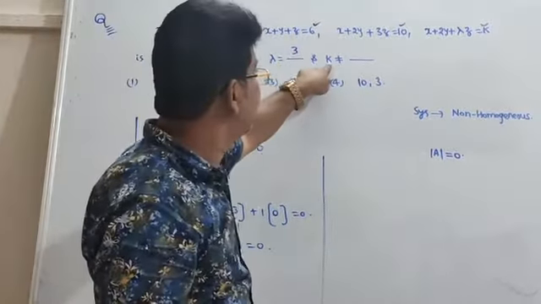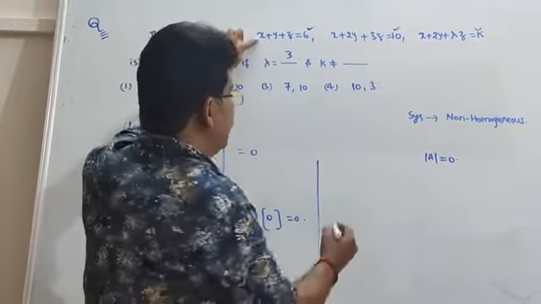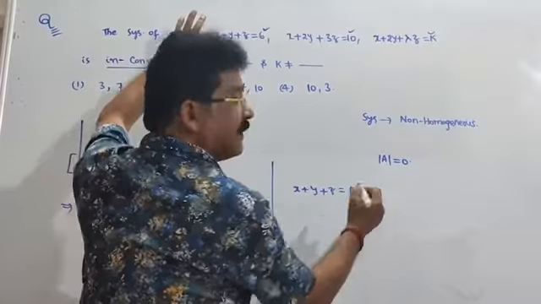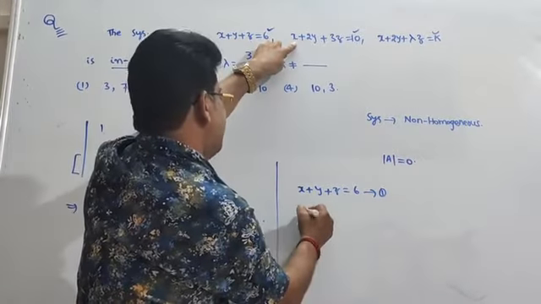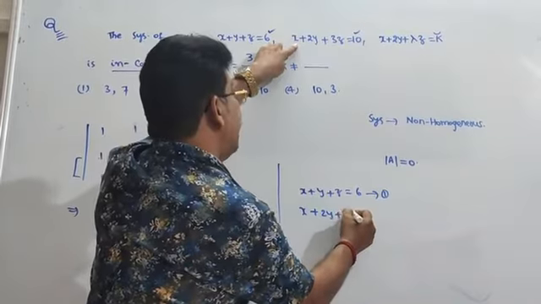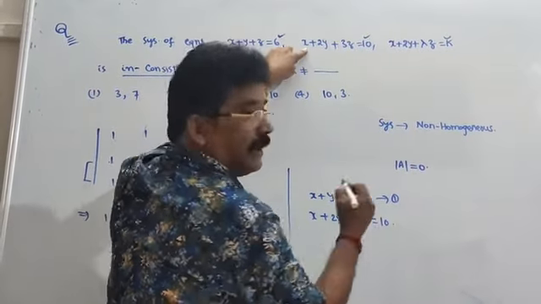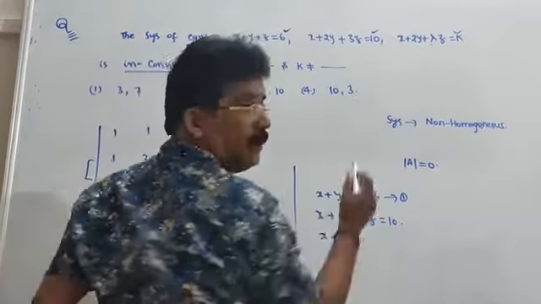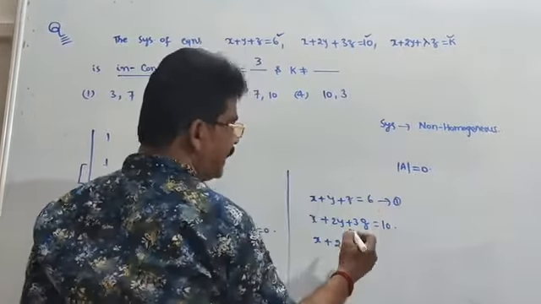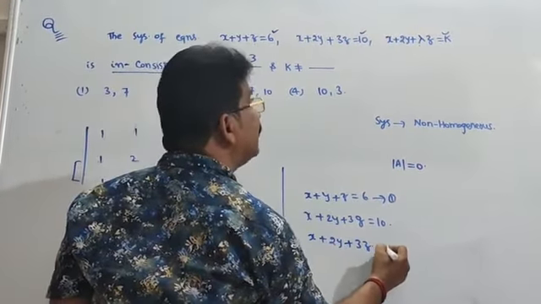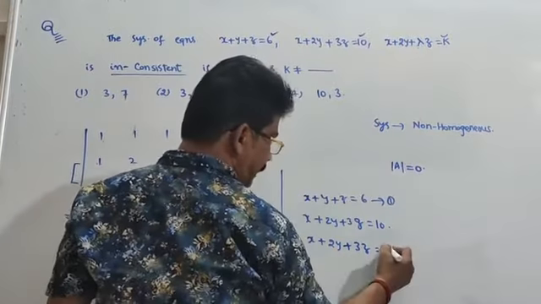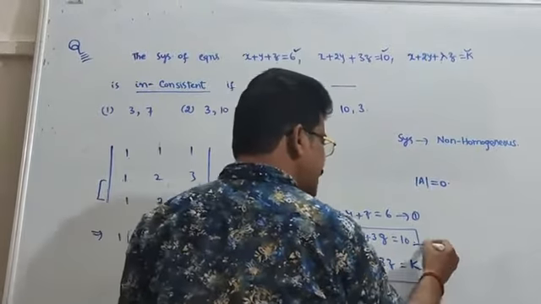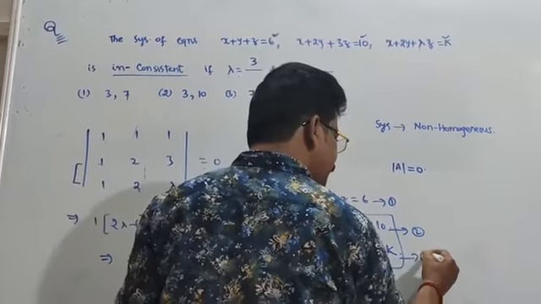Next we are discussing the k value. Put lambda equal to 3. Here the first equation: x plus y plus z equal to 6. Second equation: x plus 2y plus 3z equal to 10. In the third equation, x plus 2y plus lambda z, we got 3z, equal to k. One minute. Observe these two equations, equation number 2 and equation number 3.